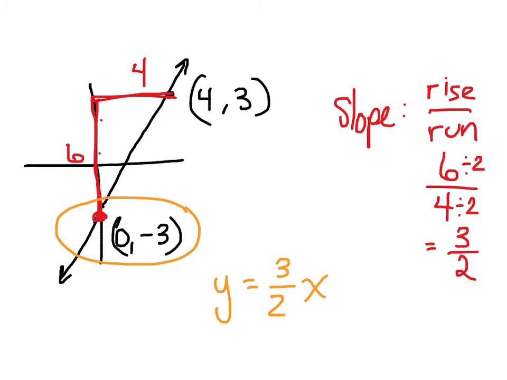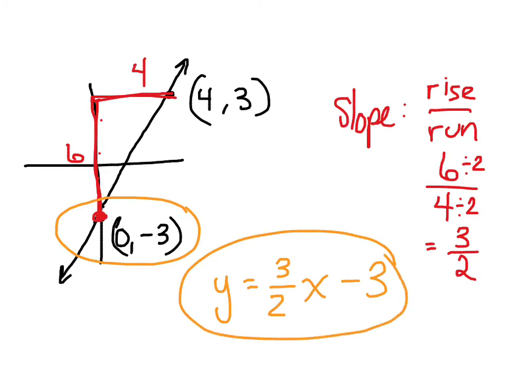Which one has 0 and then a number with it? Negative 3. So my equation of my line is y equals 3/2 x minus 3.